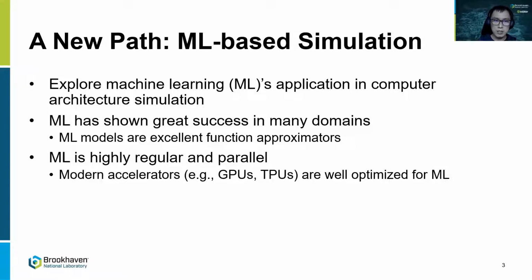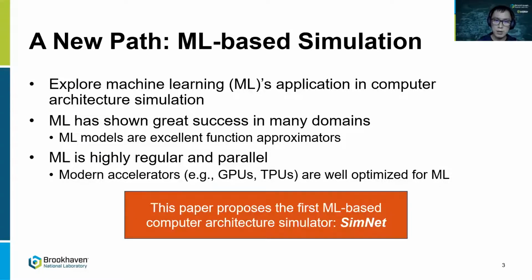Another advantage of machine learning is that it is highly regular and parallel. And modern accelerators like GPUs and TPUs are well optimized for machine learning. So there could be a performance advantage of a machine learning-based approach. In this paper, we propose the first machine learning-based computer architecture simulator, which we call SimNet.